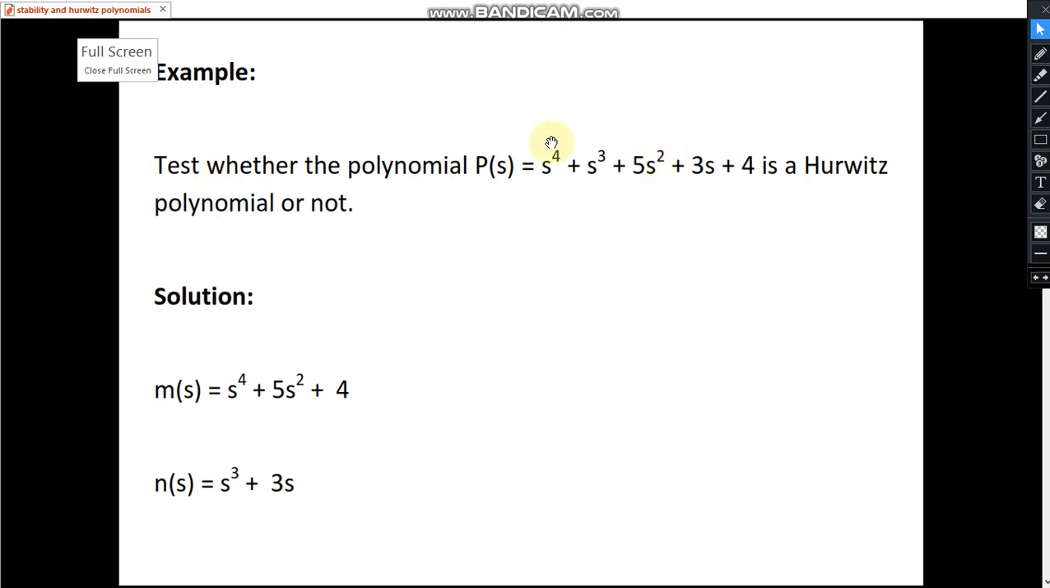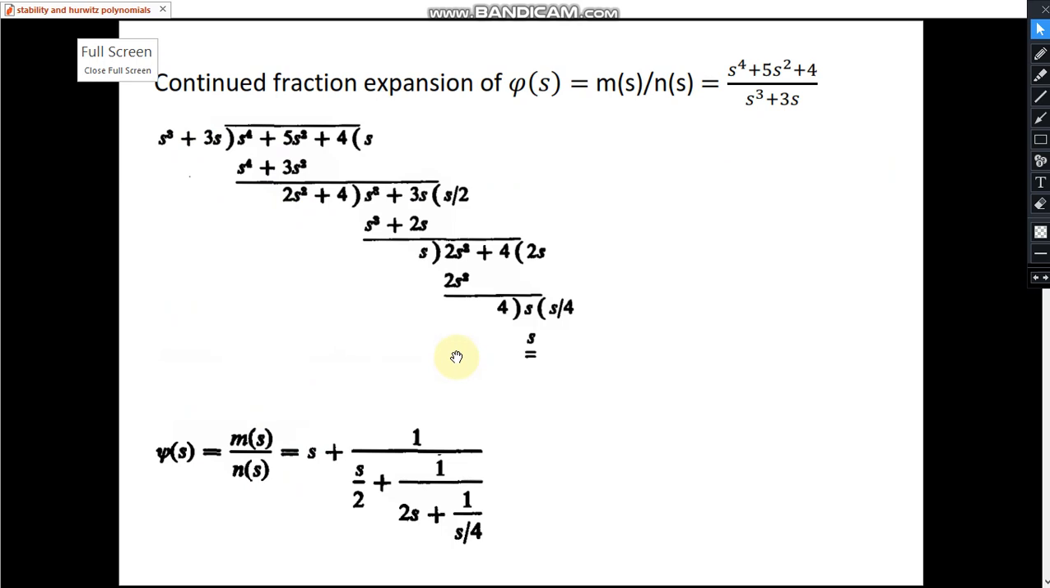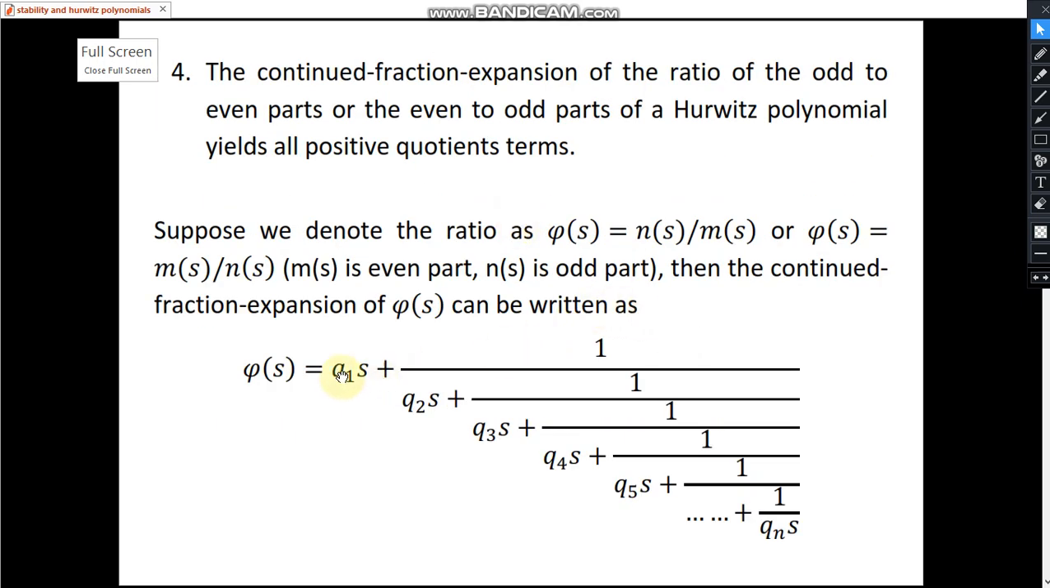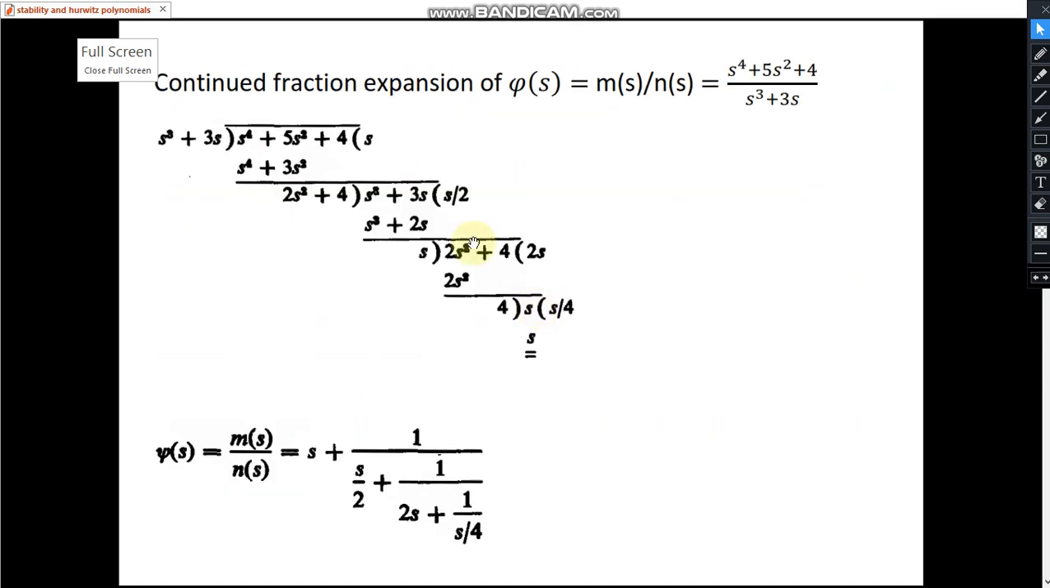So okay, in this example this has to be tested for Hurwitzness. So m(s) is s to the power 4 plus 5s square plus 4, and the odd part is s cube plus 3s. So here the power is more, so this upon this. We will be dividing like this. It is not necessary to find out these steps separately, then invert the remainder, then find out this, then invert the remainder again. Everything can be done in this simple procedure.